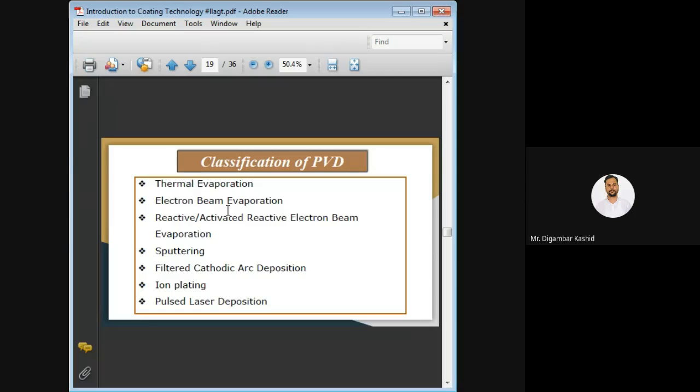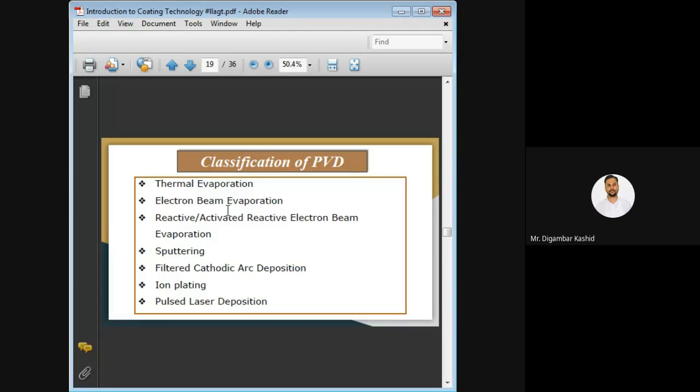Here I also want to mention that whatever classification and slide materials I am using, I have collected from the surface engineering course. So you might be thinking that this material is somewhat heavy to understand, but as a part of the syllabus, or just as coating technology, we should go into detail. For that purpose, I am teaching in detail. Then the third is reactive or activated reactive electron beam evaporation.